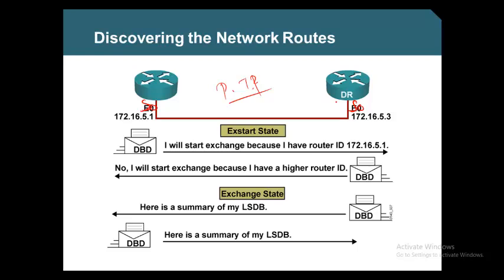The router with the bigger router ID wins. According to our discussion example, the router ID of this router is 1.1.1.1 because it is taken from the loopback interface. It prefers the loopback interface address as the router ID. So comparing these two, R2 becomes master.